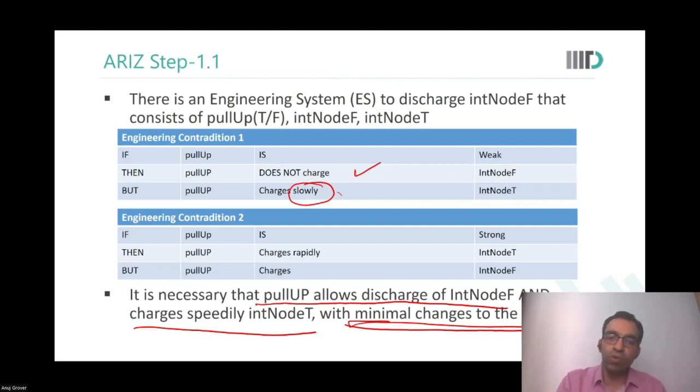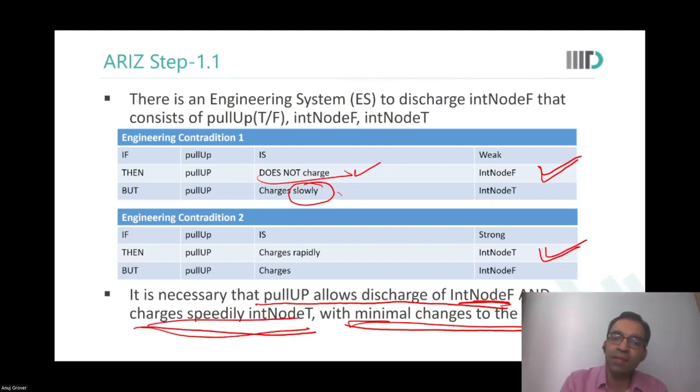We said we want to discharge int node F, that is, the pull-up allows discharge of int node F. That is the benefit of the first engineering contradiction. And the benefit of the second engineering contradiction is that it charges rapidly the int node T, so it charges speedily the int node T. So you wrote two engineering contradictions and mixed both of them to formulate what is called the mini problem.